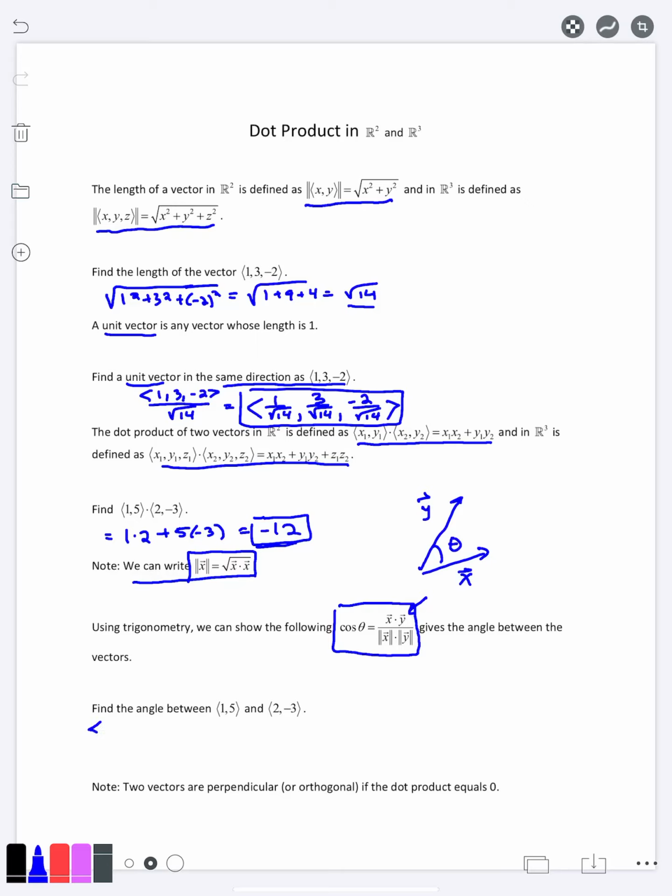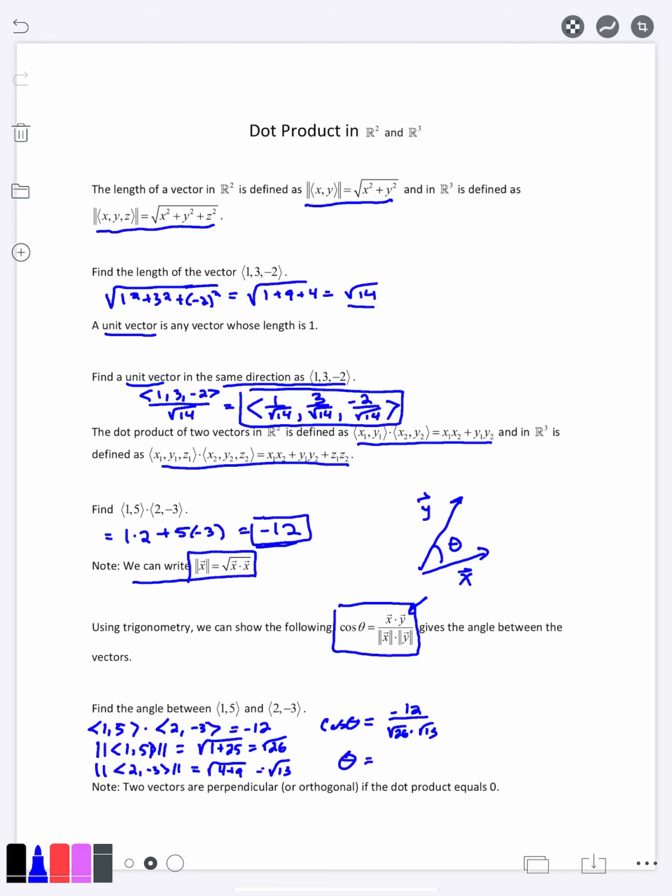So let's go ahead and do that here with these two vectors. We know what the dot product is already. We worked that out earlier. It's negative 12. So now I need the length of each one of these vectors. The length of 1, 5: the square root of 1 plus 25 is square root of 26. Then I need the length of 2, negative 3: square root of 4 plus 9 is square root of 13. Then we go ahead and put in our formula here. Cosine theta is the dot product divided by the two lengths multiplied with each other.